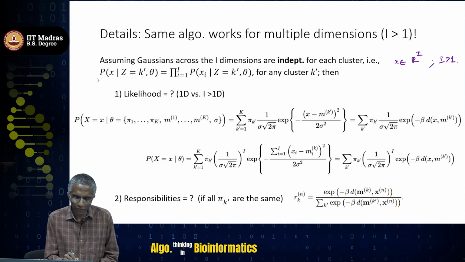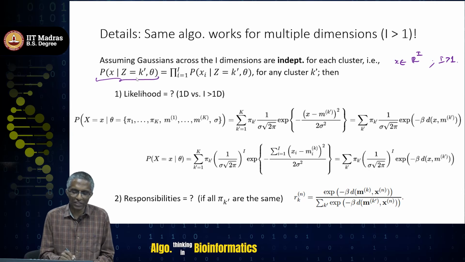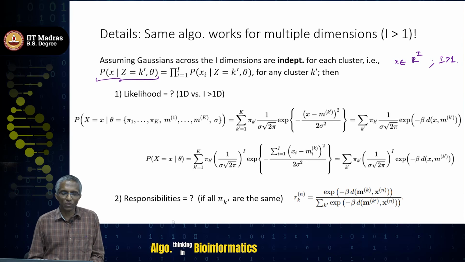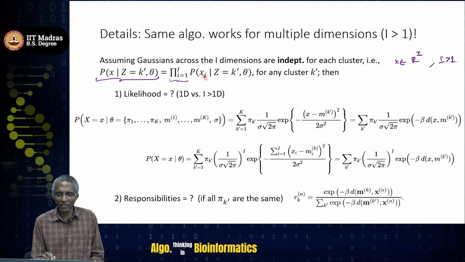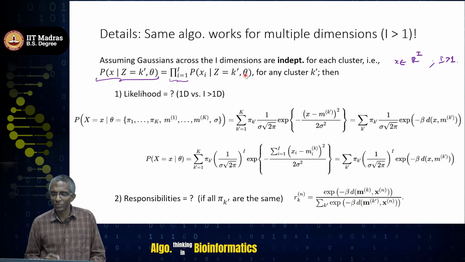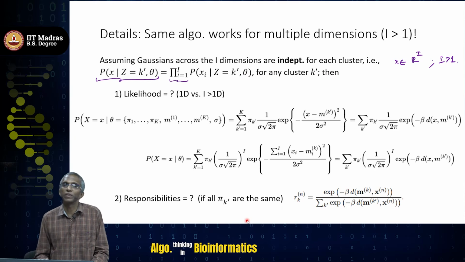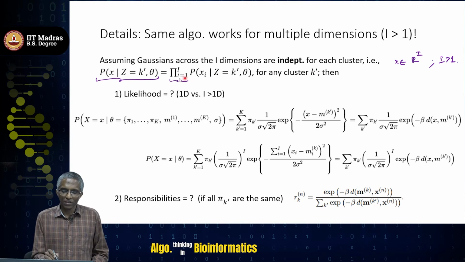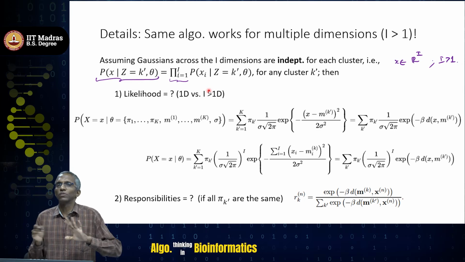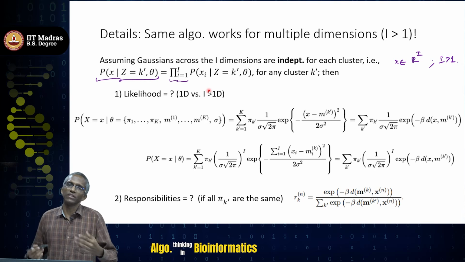And so p of x given that the component z is k prime comma theta, where theta captures all of the parameters in the model, is simply the product along all these dimensions, product over i equal to 1 to I, of p of x i, that is the i-th dimension of this data point, given z equal to k prime, that the k prime component is generating this data point, comma theta. This is true for any cluster k prime. For any cluster k prime to generate a particular data point, you just have multiple 1D Gaussians along each dimension that are independently generating the data point.